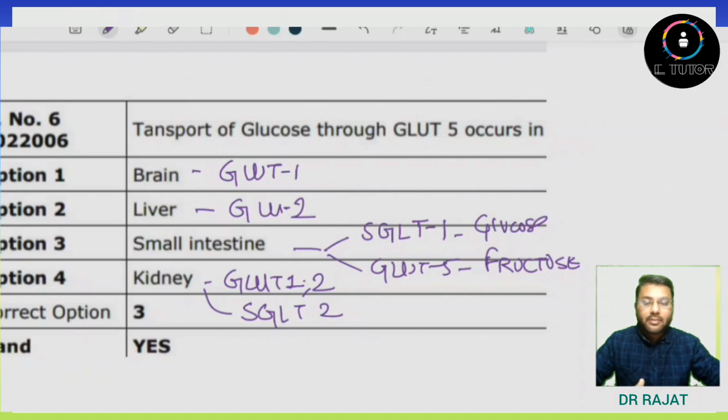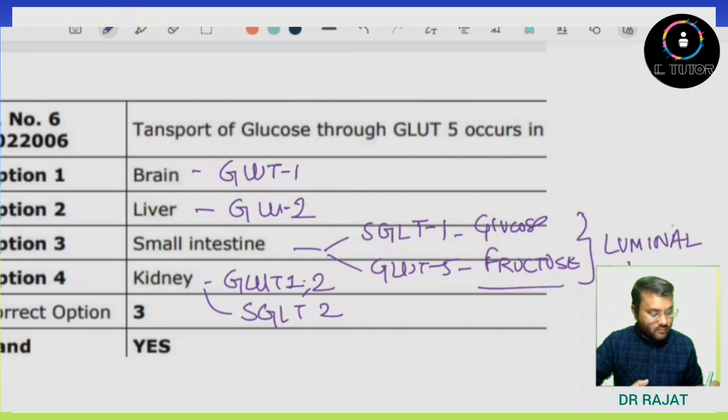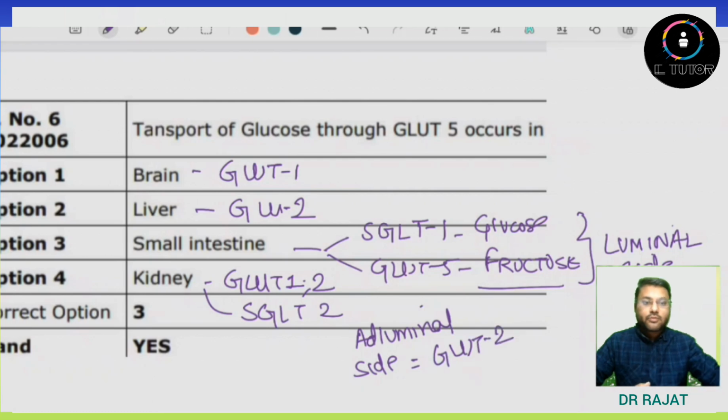GLUT5 is present in the small intestine for fructose, and these are present on the luminal side. Now if we talk about the abluminal side, on the abluminal side GLUT2 is present, which is for both fructose and glucose. So the answer here will be option C, small intestine.